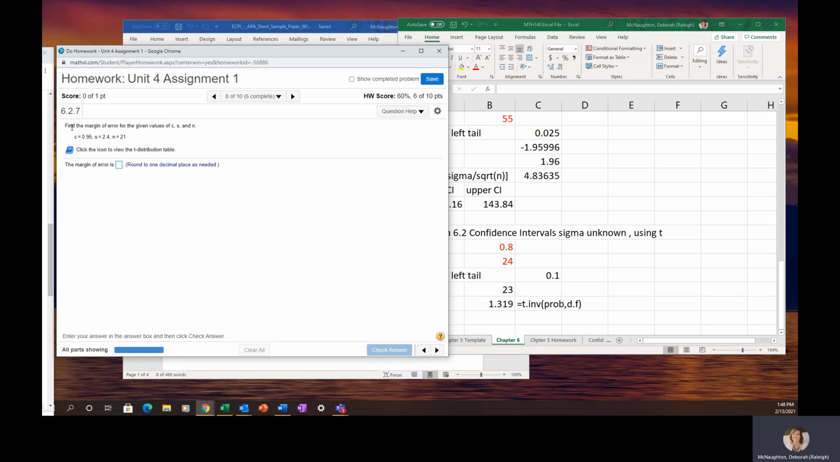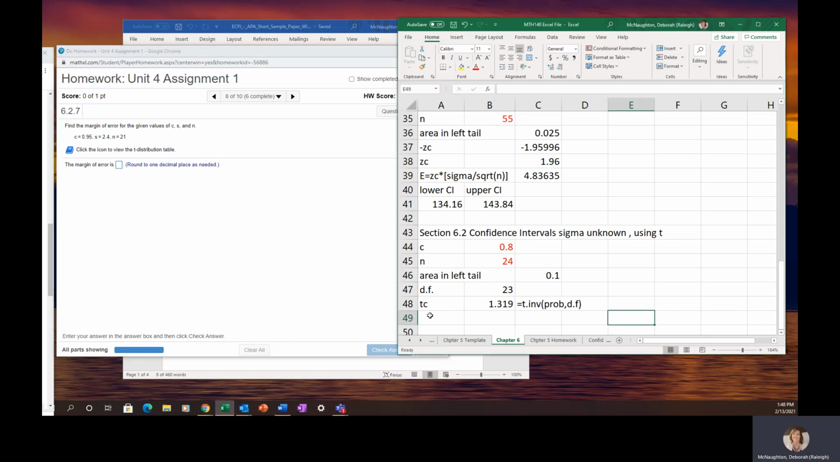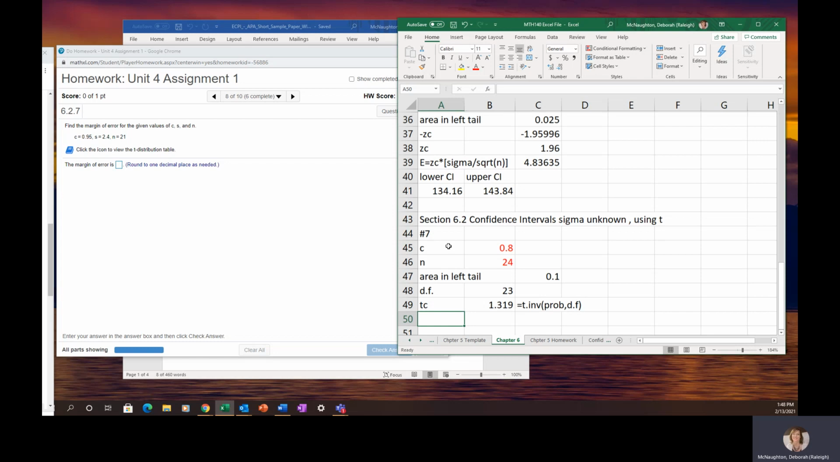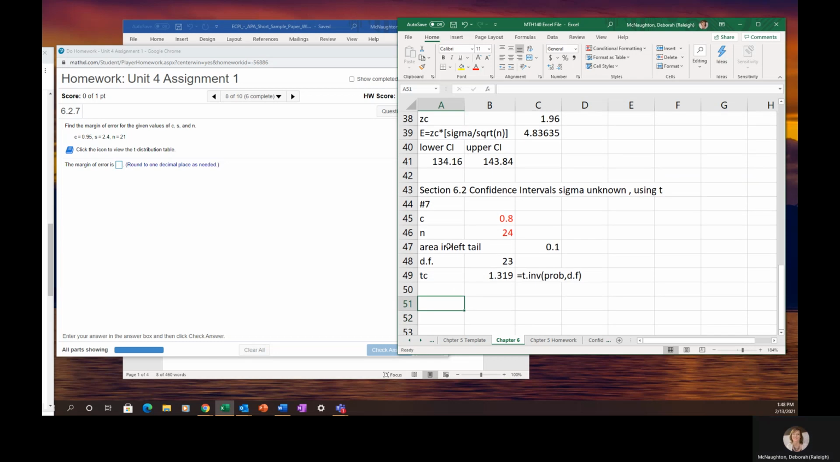All right, next question. Find the margin of error for the given values of C, S, and N. Okay, so let me insert a row here. I'm just going to right click and then go insert, and it puts a row in because this one was number 7. Number 8. Find the margin of error for the given values of C, S, and N.